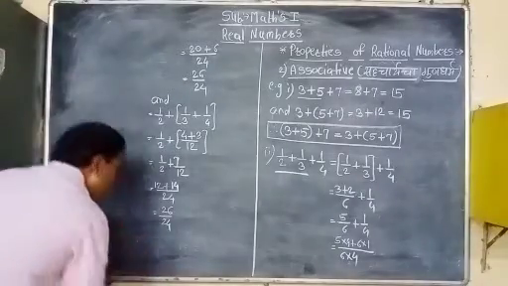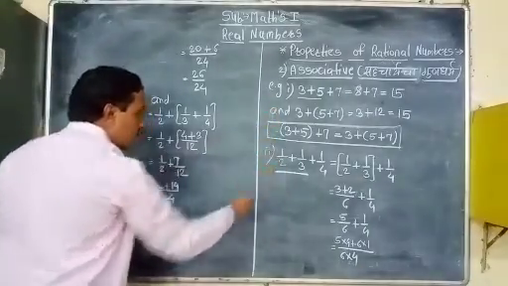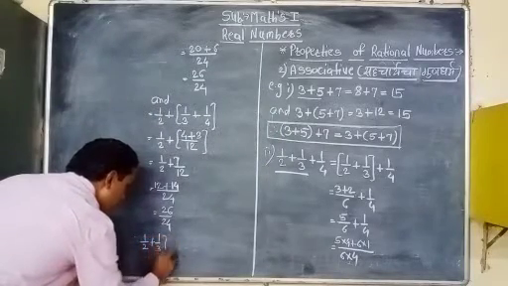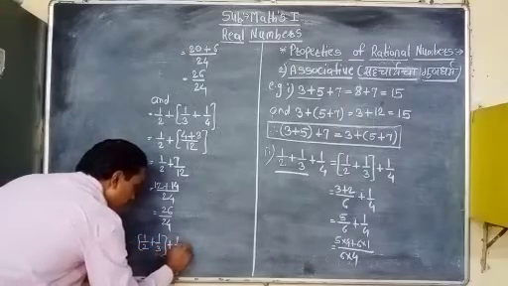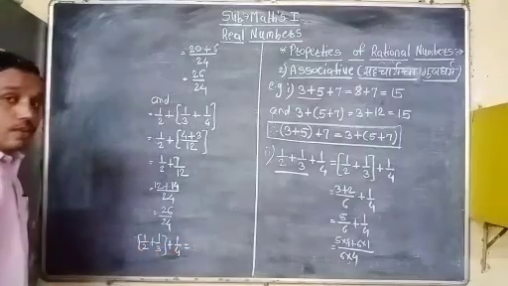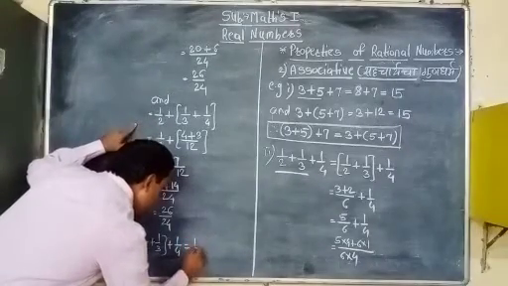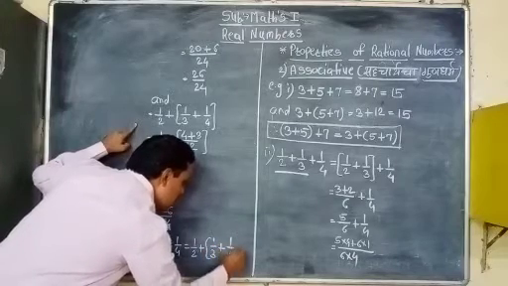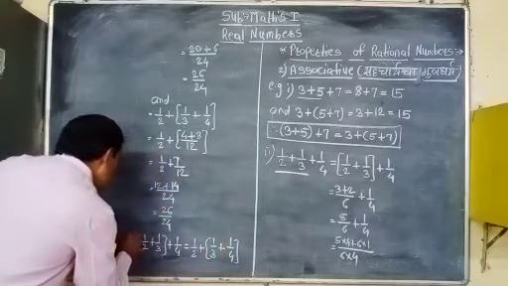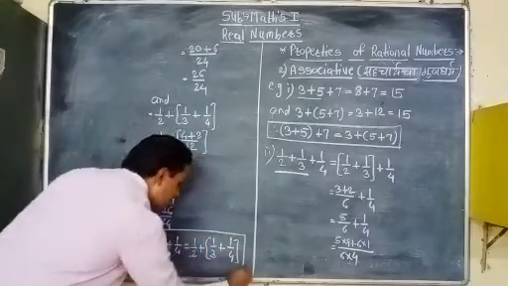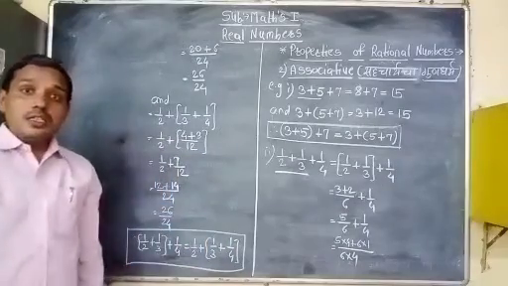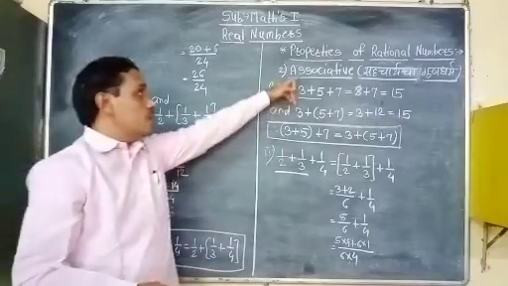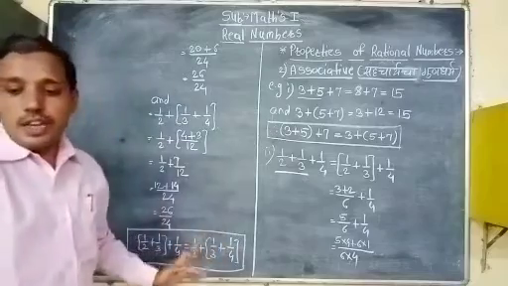So therefore, we write down 1 by 2 plus 1 by 3, and when we add the 1 by 4, the answer is the same as 1 by 2 plus the sum of 1 by 3 and 1 by 4. The answer does not change, and that is why we get the associative property in the addition process.